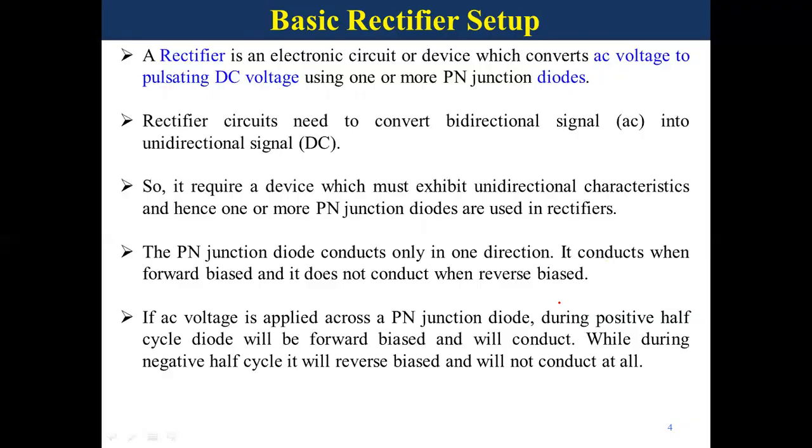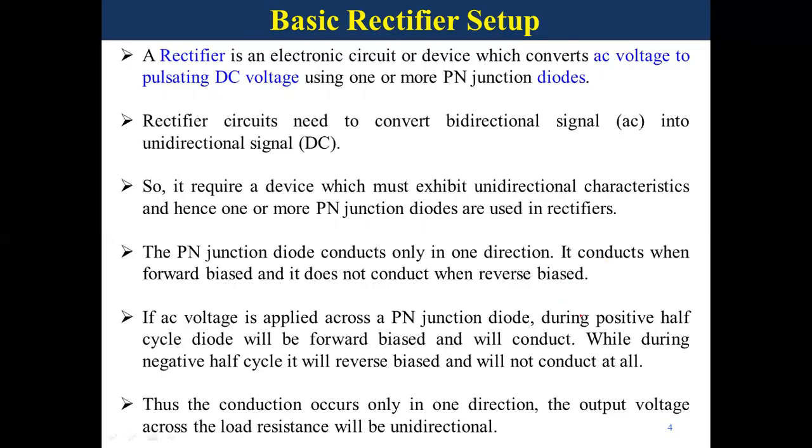If an AC voltage is applied to a PN junction diode, during the positive half cycle the diode will be forward biased and it conducts, while during the negative half cycle the diode will be reverse biased and it will not conduct at all. Thus, the conduction occurs only in one direction. So the output voltage across the load resistance will be unidirectional. So we can easily convert a bidirectional AC voltage into a unidirectional DC voltage by using this rectifier.